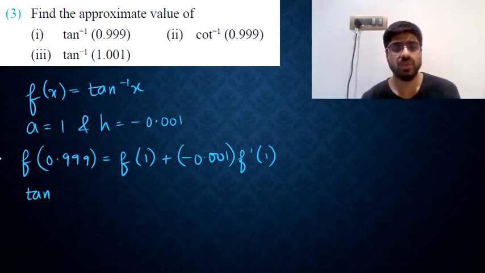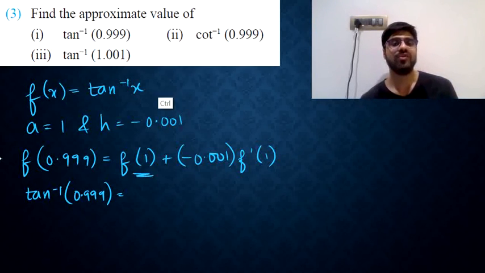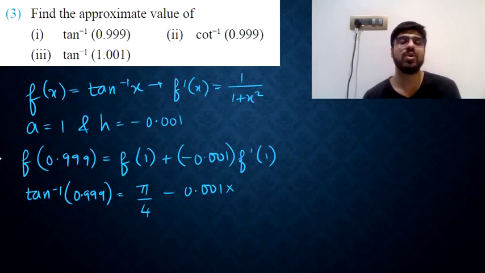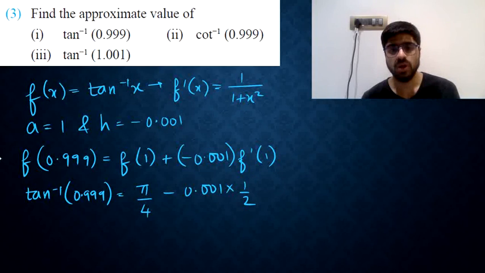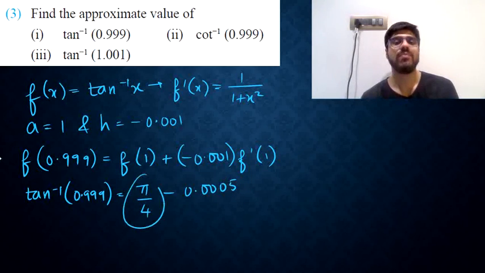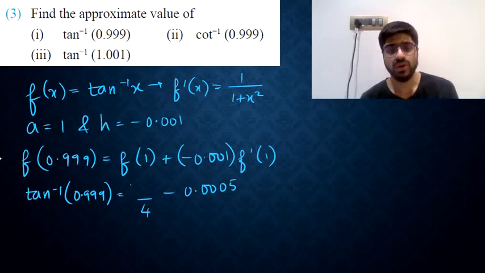F of 0.999 is tan inverse of 0.999. That should be equal to f of 1. F of 1 is tan inverse 1, that will be pi by 4. Minus 0.001 multiplied by f dash 1. So f dash x, that's going to be 1 upon 1 plus x square. And f dash 1, that's going to be 1 upon 1 plus 1, which is 1 upon 2. So when you divide the two numbers, you get 0.001 divided by 2. So that's 0.0005 and pi by 4. Let's take pi as 3.142.